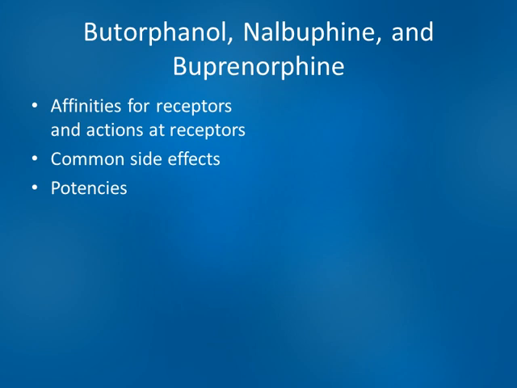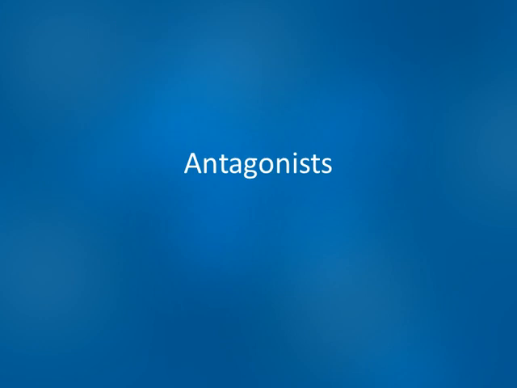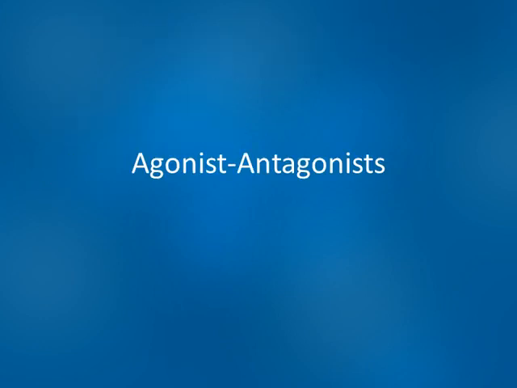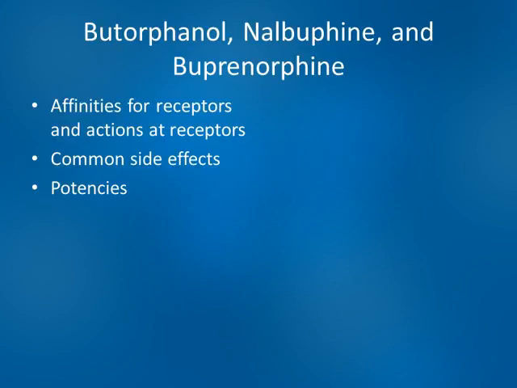Now, butane you may know as, I believe it's Nubang. And buprenorphine, I'm not sure what the trade name is for that. Buprenex, I believe. Buprenex. So what is the point about the agonist-antagonist? Two main points. Pain relief is moderate to weak, and it provides a respiratory ceiling effect.